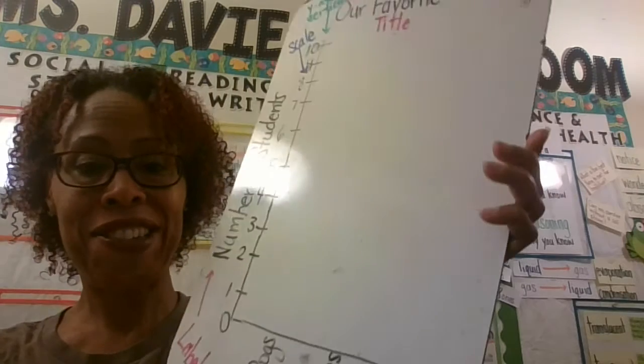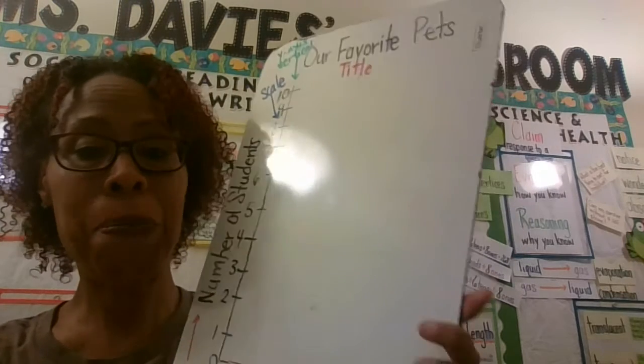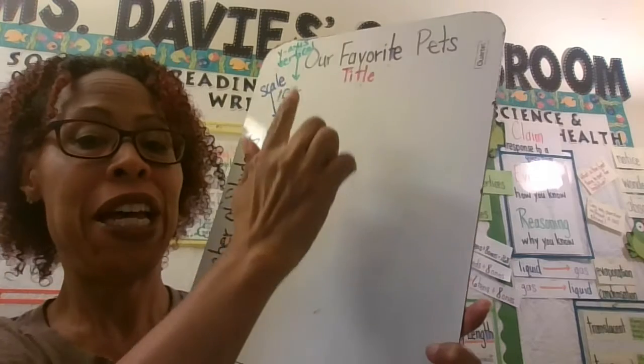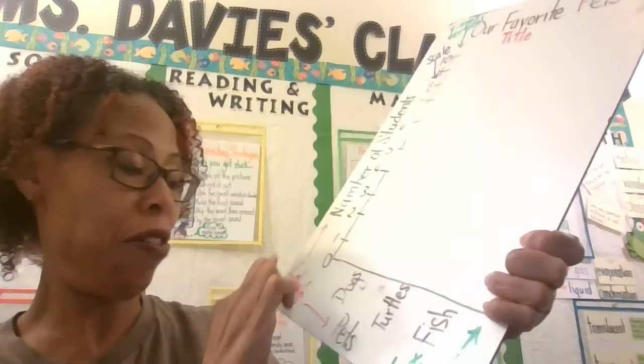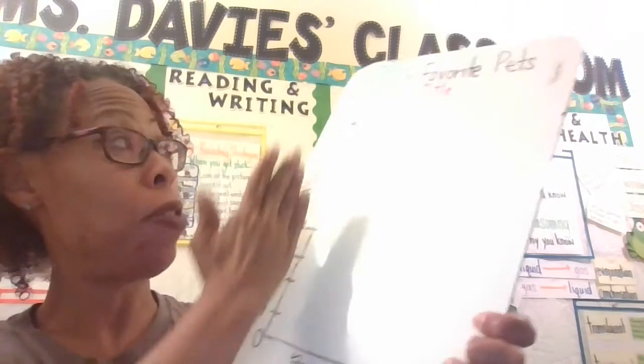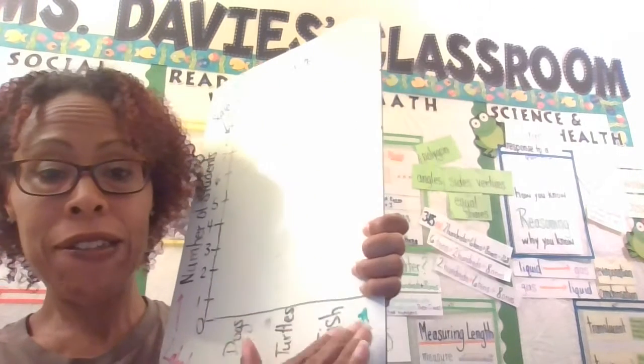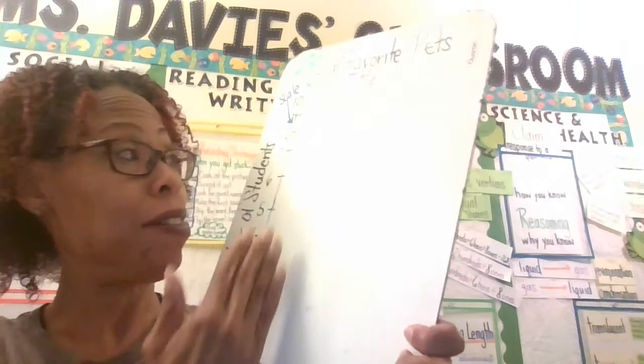Welcome back, scholars. Let's keep practicing our bar graph. This time we have our favorite pets. Remember, this is the title. And remember, we have labels on both the x-axis and the y-axis.